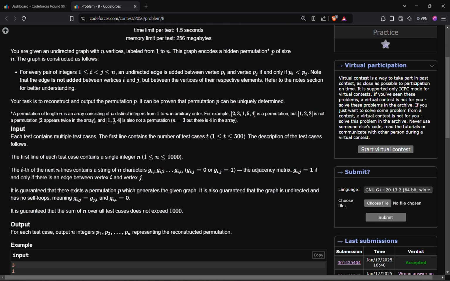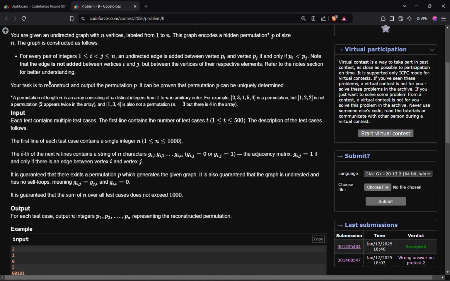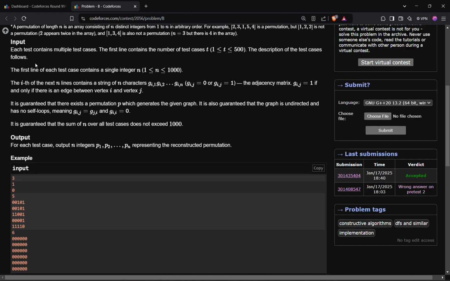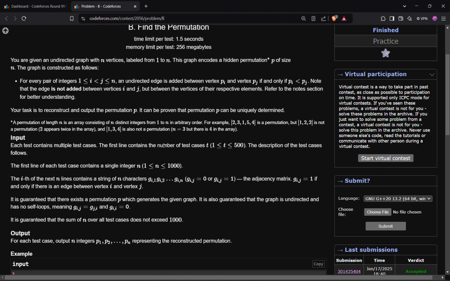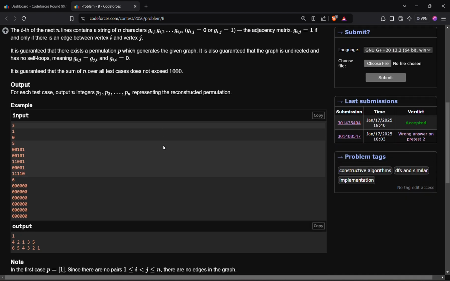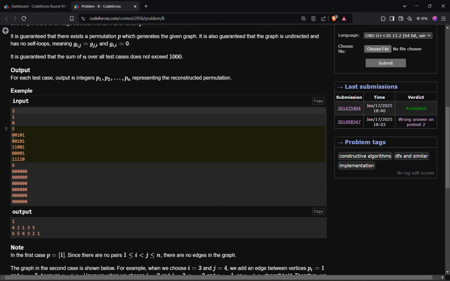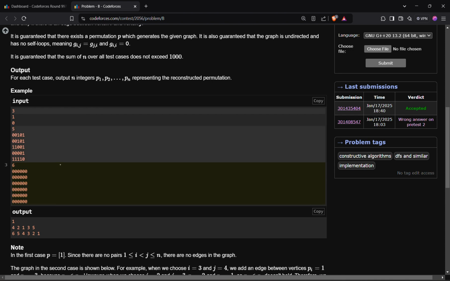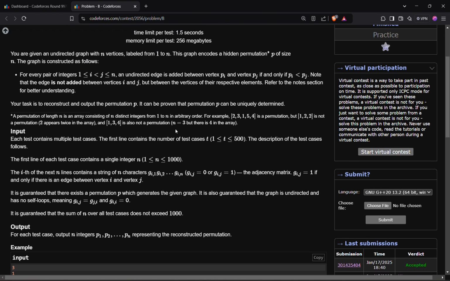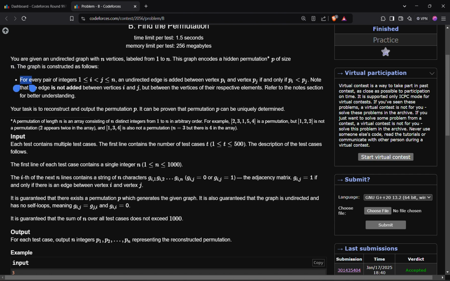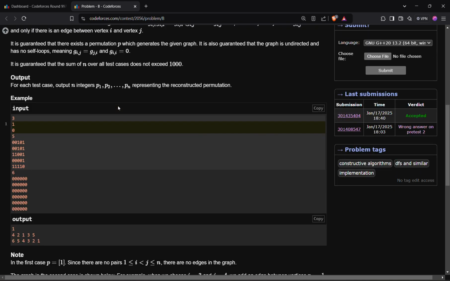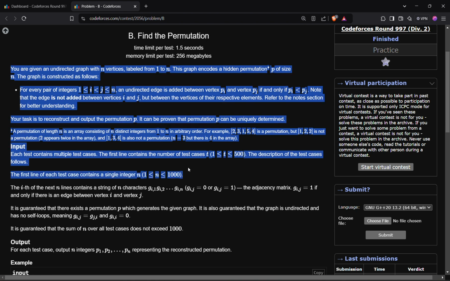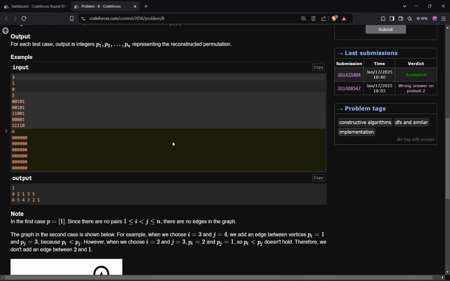Okay, so B is a pretty nice problem, I would say. I will not try to give the intro of the problem, but rather explain it briefly. Basically you are given the adjacency matrix representing the edges, and you want to find the permutation holding this condition. I would recommend you to read the problem statement once again neatly. It is not that complicated.